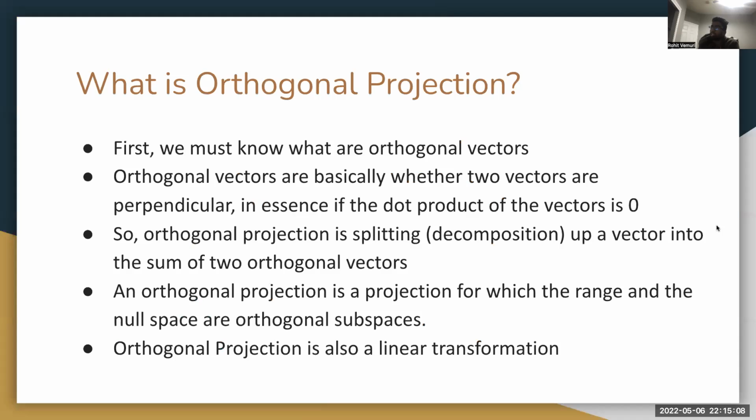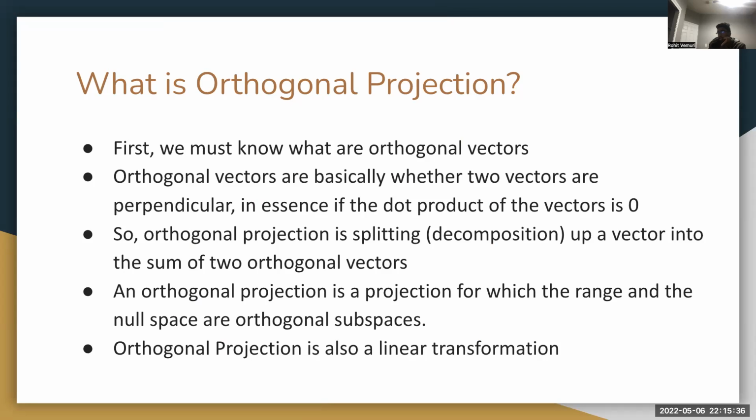So what is orthogonal projection? Before we know that, first know what orthogonal vectors are. Orthogonal vectors are basically two vectors that are perpendicular. In essence, if the dot product of the vectors is 0, then we know that they're orthogonal vectors. Orthogonal projection is basically just the decomposition of a vector into the sum of two orthogonal vectors.